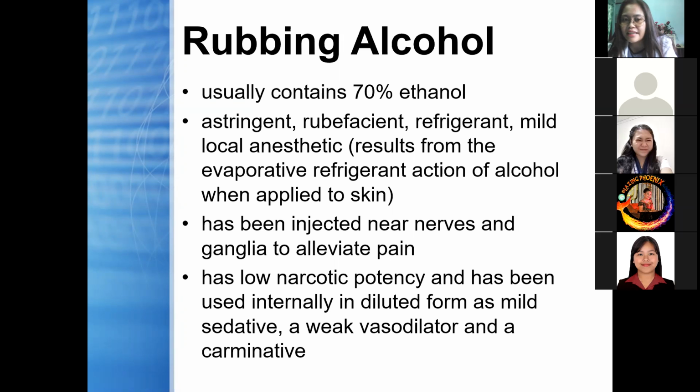And then there are cases, class, na alcohol is being injected near our nerve cells or our neurons or sa ganglia. Remember the ganglia sa pharmacology? It refers to the junction between one neuron to another neuron, especially if we are talking about pain. Kay local anesthetic man siya, so pwede siya i-inject. Okay? And this one has low narcotic potency and ginagamit siya internally as a form of mild sedative. Sedative jud ang alcohol, class. So pag inumon mo siya, masedate jud ka.